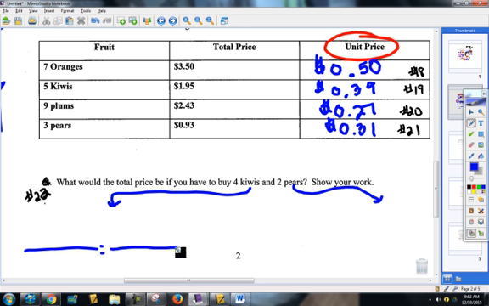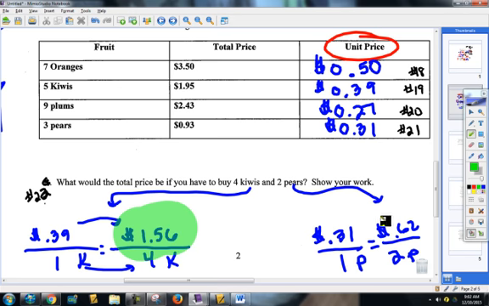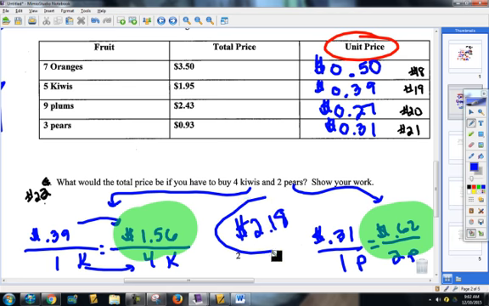Watch. So I know that my unit price for the kiwis was 39 cents per kiwi. Okay, well then what would 4 kiwis be? Times 4? Times 4, what would that give me? 56 cents? Okay, the pears would be, what's that? 31 cents per pear. We just need to buy 2 pears. So that's going to be 62 cents. Now what do you need to do with those 2 amounts? Add them together. What's that going to be? $2.18. That's 8. That's all 8.